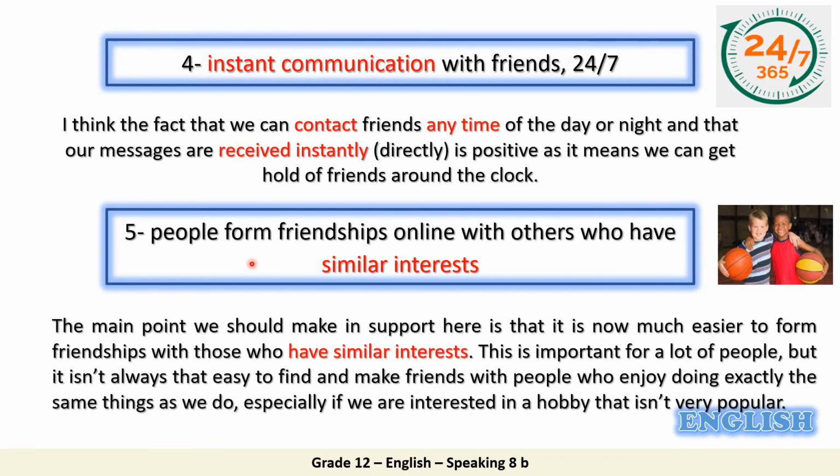Some may say the main point we should make in support here is that it is now much easier to form friendships with those who have similar interests. This is important for a lot of people, but it isn't always that easy to find and make friends with people who enjoy doing exactly the same things as we do, especially if we are interested in a hobby that isn't very popular, right?